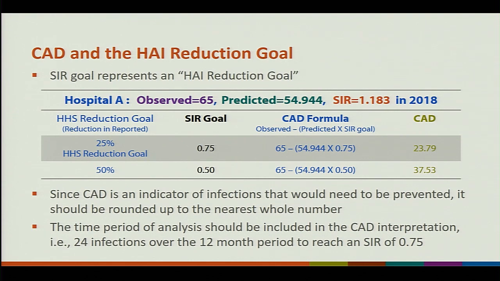And then please keep in mind that, depending on the report generated, because we can alter our reports from a year to just a quarter if we wanted to, we have to keep that in mind when we're interpreting our result. So 24 infections over a 12-month period to reach our SIR goal of 0.75.